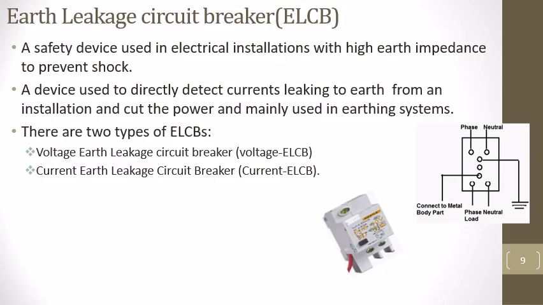Then ELCB, earth leakage circuit breaker. So this device is used in electrical installations with high earth impedance to prevent shock. The device is used to directly detect current leakage to the earth from an installation and cut the power, and is mainly used in earthing systems. So there are two types of ELCBs. One is the voltage ELCB and the other is the current ELCB. Voltage earth leakage circuit breaker and current earth leakage circuit breaker.